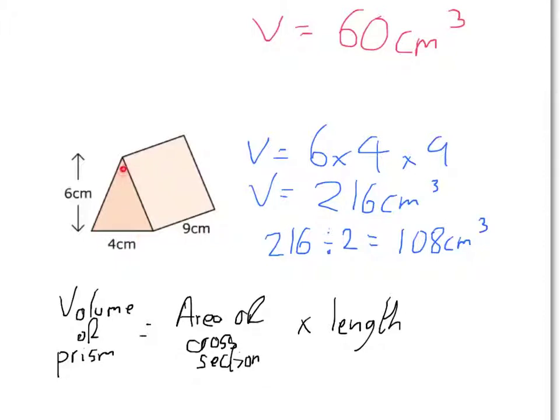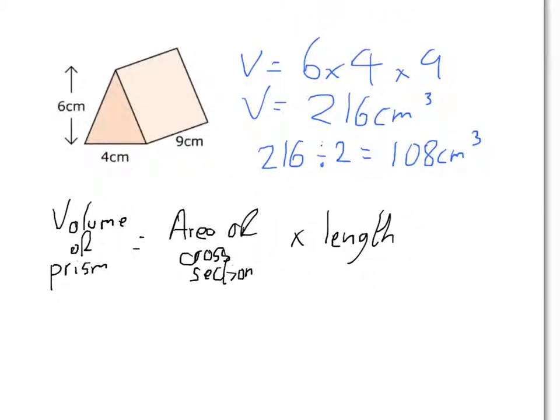Now we call this section at the end here the cross section, and we want to find the area of that cross section. So we want to find the area of the triangle at the end. So if we do that, we're going to do 6 times 4, so the base times the height, and then divide it by 2. Because remember, a triangle is half a rectangle. Well, 6 times 4 is 24, divided by 2 is 12. So the area of the cross section is 12.